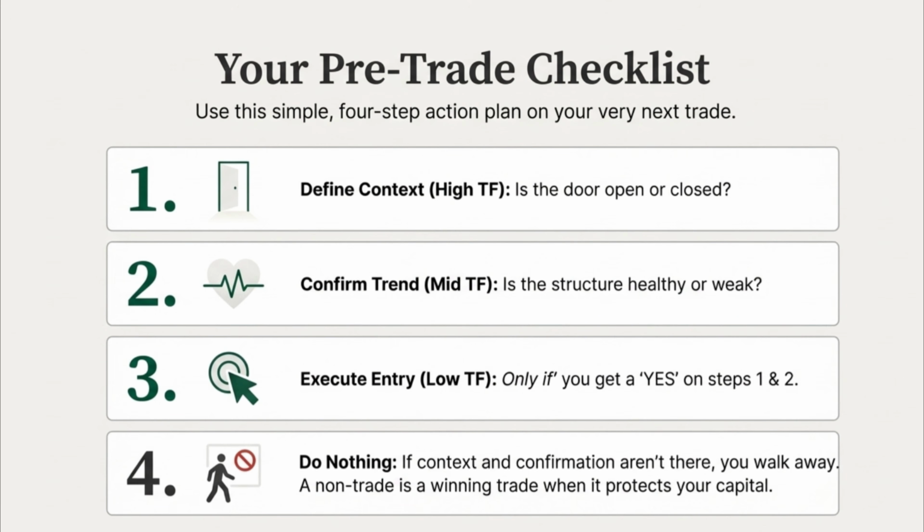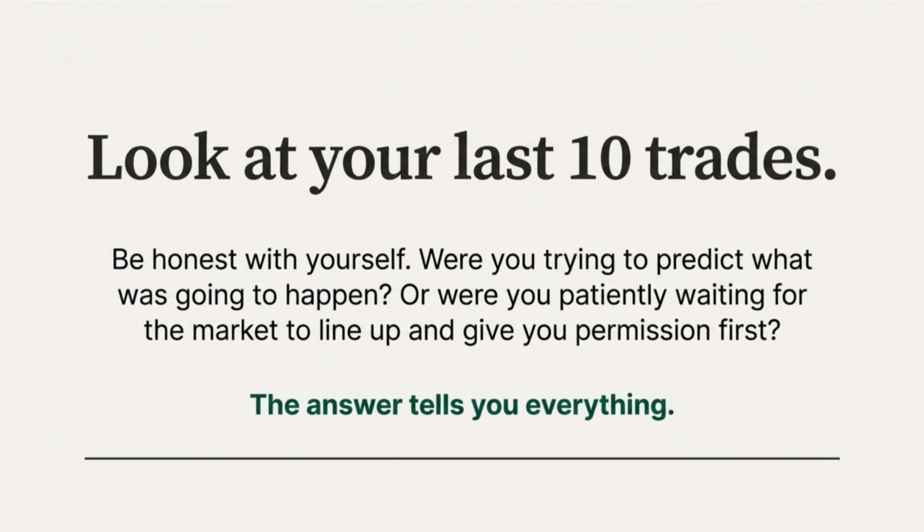2. Go to your mid time frame. Confirm the trend. Is it healthy or is it weak? 3. If, and only if, you get a yes on both of those, you go to your low time frame and you execute your entry. And step 4, maybe the most important of all, you ignore everything else. If the context and confirmation aren't there, you do nothing. You walk away.